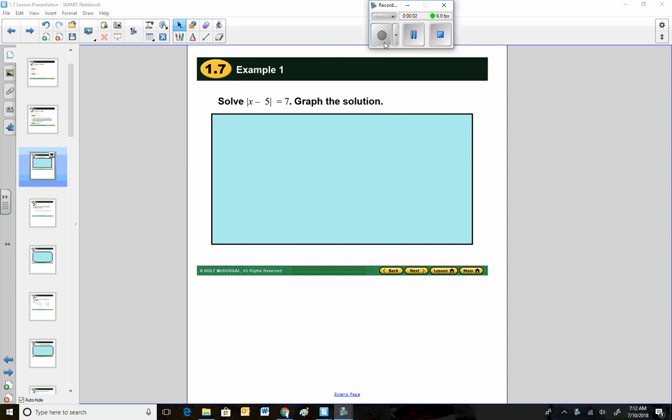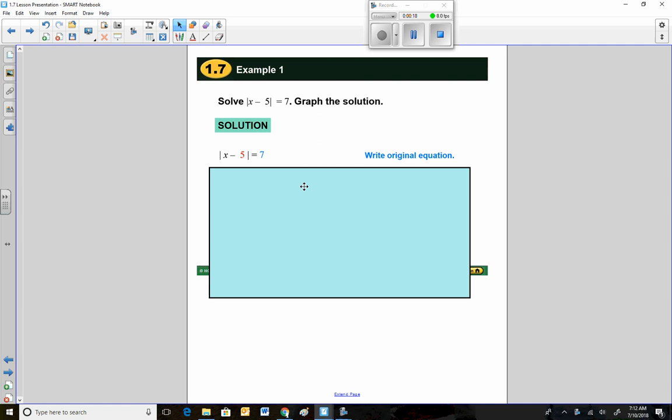Everyone, hopefully you're getting the hang of taking notes for our lessons, and we are on lesson 1.7, all about absolute value. Let's take a look. We have to solve the absolute value of x minus 5 is equal to 7. So let's take a look at how we would do that.